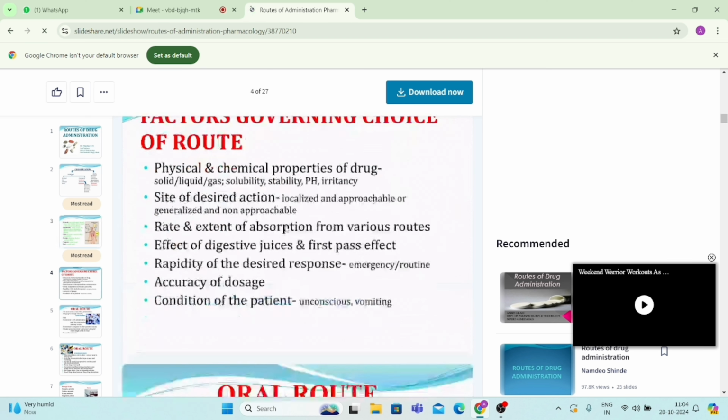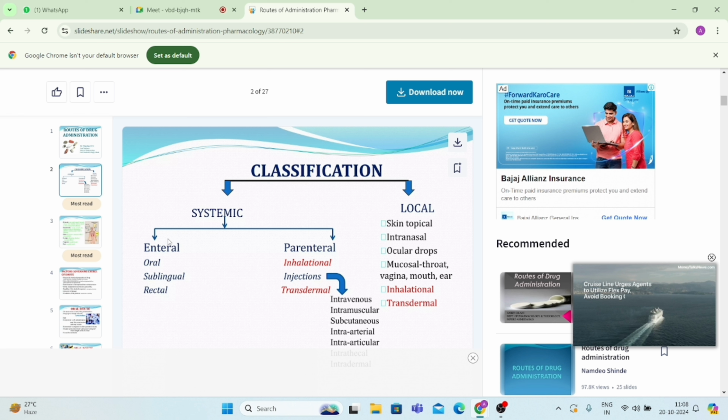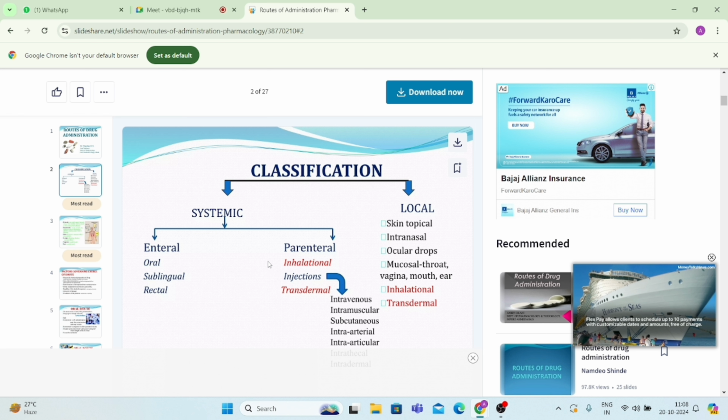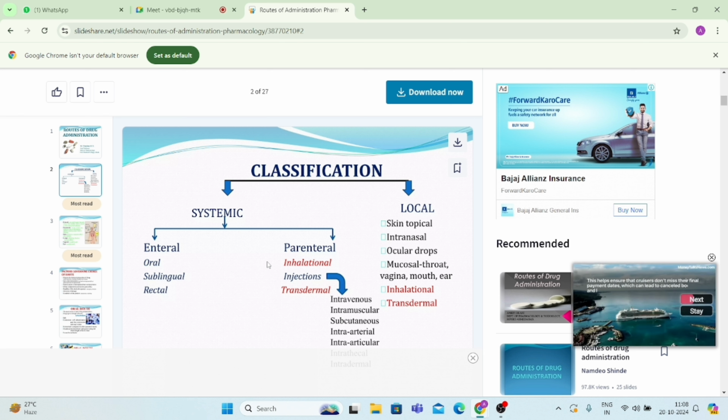Internal in the sense you will be going with 3 routes here. One is oral, sublingual and rectal. Sublingual in the sense putting the drug below the tongue. That will be the sublingual part. And coming to the parenteral, again you have 2 things here. One is either you will be inhaling it or you will be giving in the form of the injections.